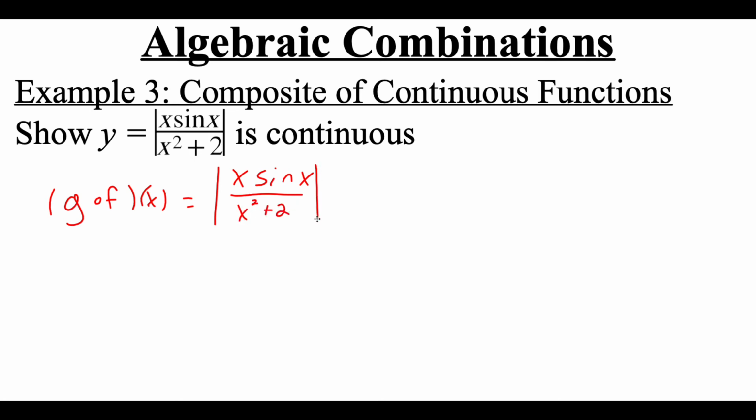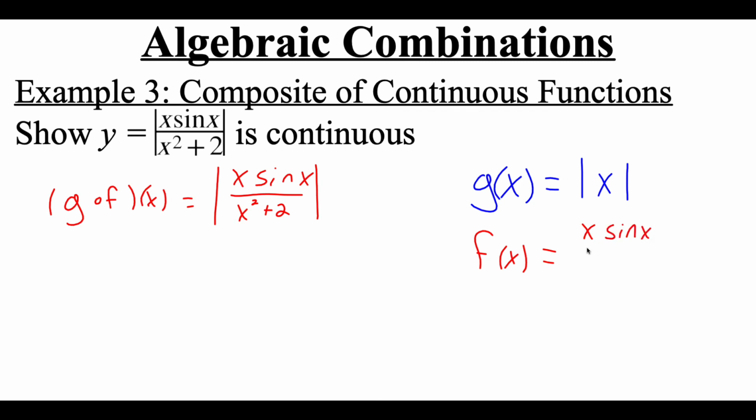Now, if we wanted to try to define what our f and g functions are, what we could look at is kind of the bigger picture. I see this absolute value happening here, so maybe that g of x function was just the absolute value of x. And then if we kind of think about plugging some stuff in for x in there, maybe that f of x function was that whole fraction, x times the sine of x all over x squared plus 2. Now, we already know that g of x, that absolute value function, is continuous for every single x value. So we're going to spend most of our time talking about this f of x.